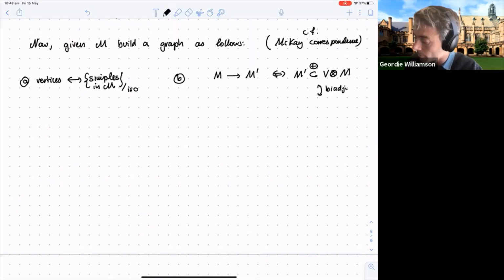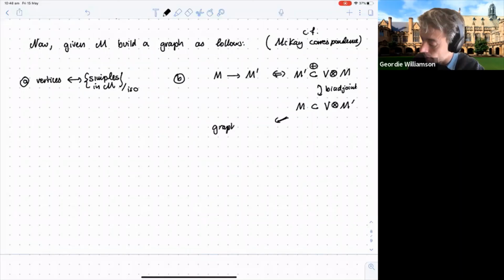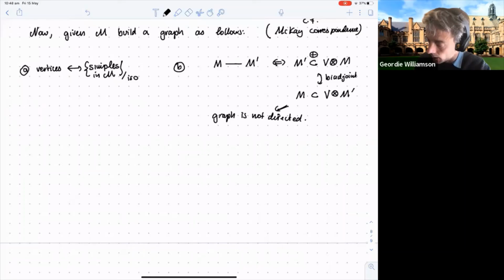It occurs inside here as a summand, but by adjointness, this is the statement that this Hom space is non-zero, but by adjointness we can move V across to the other side, and we see that this is the same thing as M occurring in V tensor M prime. So this implies that the graph is not directed. So I can just draw a simple edge here. And the biadjointness tells us that this graph is symmetric.